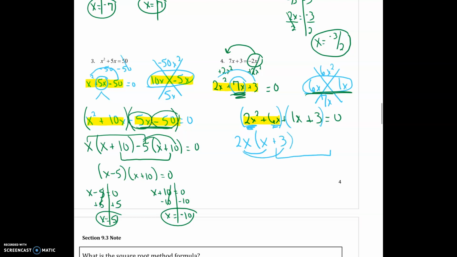I'll be making my matching set of parentheses on the other one. And that will force me, when I GCF the second set of parentheses, to have taken out a 1, because 1 times x is this 1x, and 1 times 3 is this 3. All right, we got our 2 sets of factors now. So one of them is 2x plus 1, because that was a positive 1, and x plus 3. And now I'm going to set each factor equal to 0.